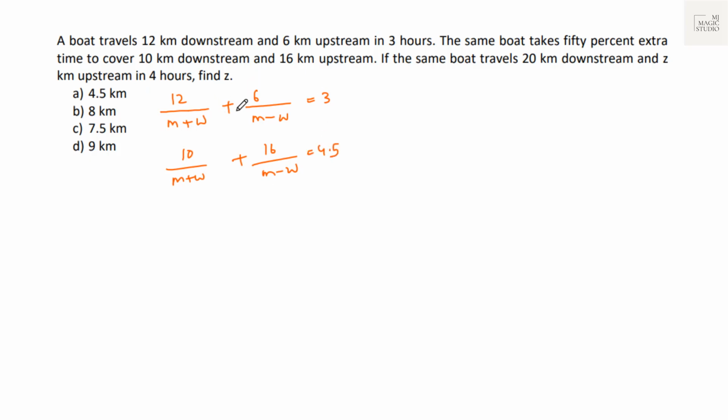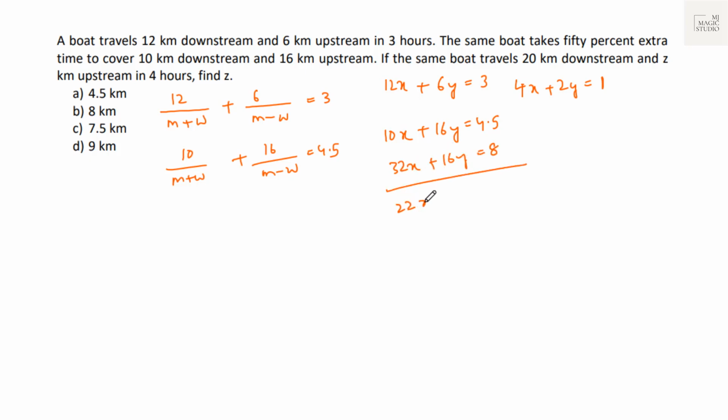I will take 1 upon m plus w as x and 1 upon m minus w as y. So we have 12x plus 6y equals 3. If I divide both sides by 3, 4x plus 2y is equal to 1. And we have 10x plus 16y equals 4.5. Let me multiply the first by 8, so y will get cancelled. 32x plus 16y is equal to 8. On subtraction, 22x equals 3.5.